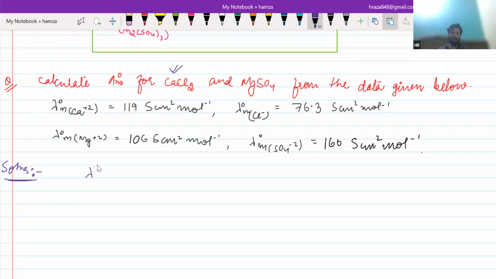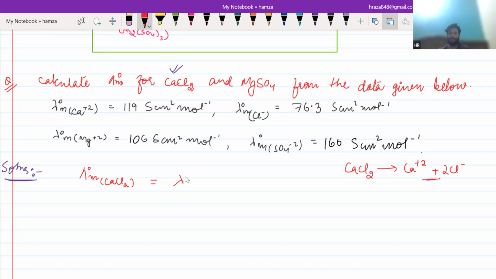Lambda naught m for CaCl2. First of all, you are going to dissociate this CaCl2 into ions. You know that there will be Ca plus 2 and Cl minus. And we are talking about molar conductivity, that means you need to balance, because it's the mole concept, and in the mole concept we need to balance. So you just balance the equation now.